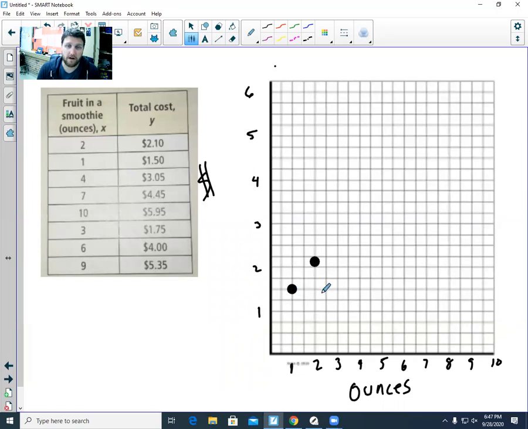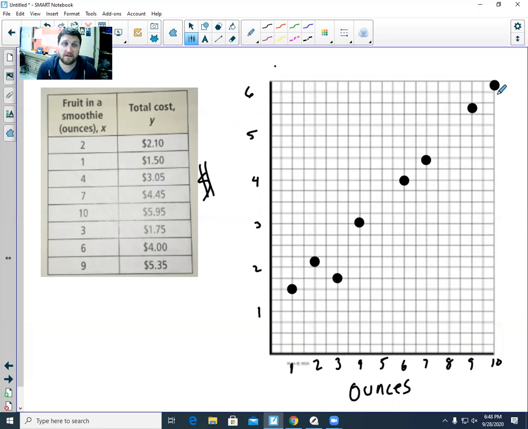I know I'm going to have 4 ounces at $3.05, so 4 ounces and a little bit more than 3, but we're not going to be able to see that much, so that's good enough. 7 ounces at $4.45, a smidge less than $4.50. 10 ounces at $5.95, so 10 all the way over here and almost at $6. 3 ounces at $1.75. 6 ounces at $4. And 9 ounces at $5.35. So 9 ounces, a smidge more than $5.25, and like that.